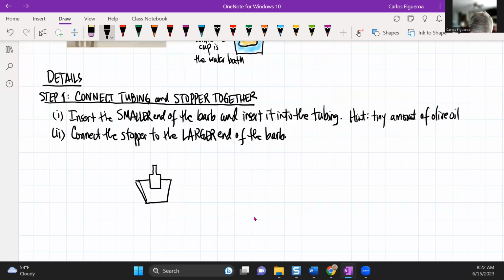So here's my stopper, and then my tubing is like this. So this is what you want to do right there. This is my stopper. Here is my barb. And this is now my tubing right here.